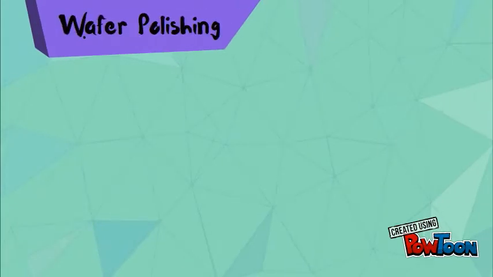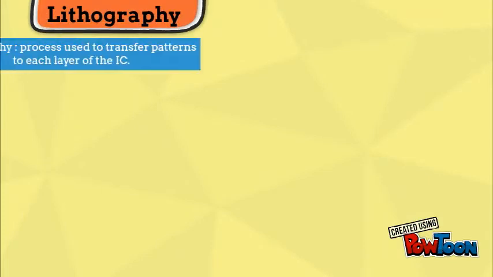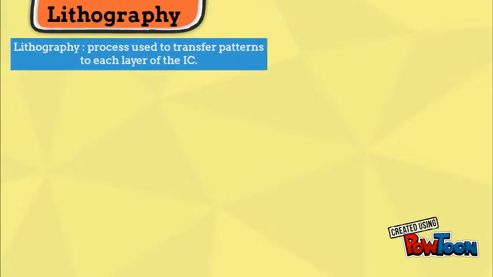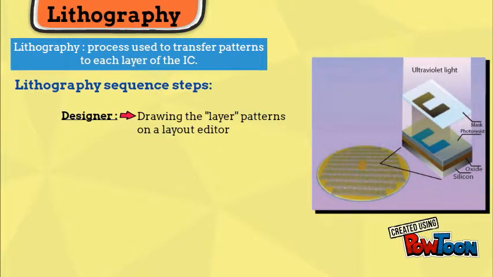Wafer polishing. The wafers are polished in a series of combination chemical and mechanical polish processes. Lithography. Lithography is a process used to transfer patterns to each layer of the IC. Lithography sequence steps. The first is designer, drawing the layer patterns on a layout editor.